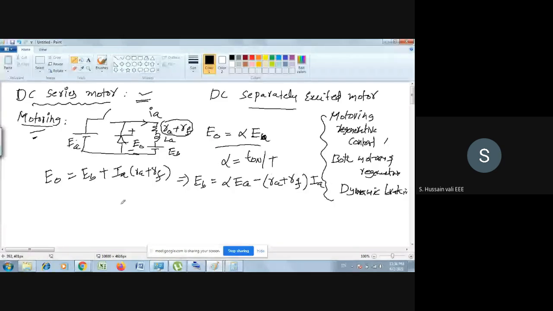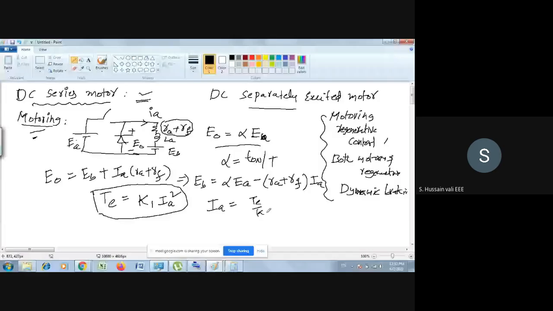Similarly, we have one important equation. What is that important equation for the electromagnetic torque? The equation for the electromagnetic torque in case of the DC series motor is some constant K1 into Ia square. This you know, because for the DC series motor, this is the equation. So from this, what is Ia? Ia is equal to square root of Te by K1. We will substitute that here.